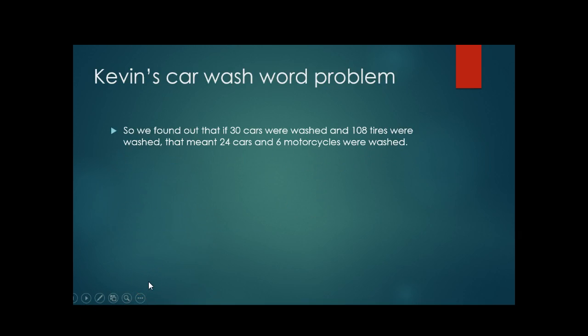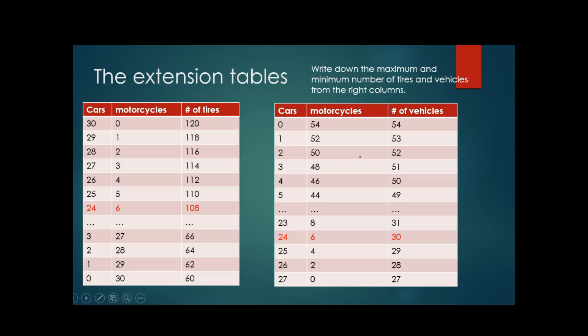So here's a type of problem that you would see in the real world that can be created into a system of equations and solved using algebra. Kevin had a car wash where he had 30 cars and 108 tires, and we didn't know how many were motorcycles and how many were just cars. And we could figure it out based on setting up a system of equations.